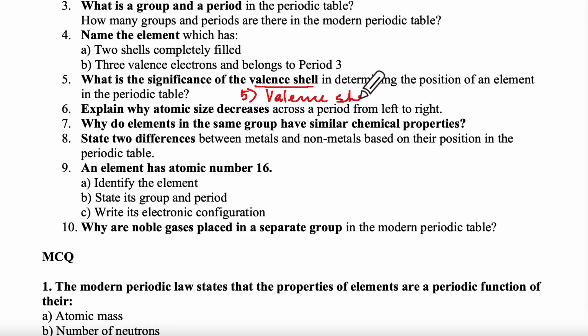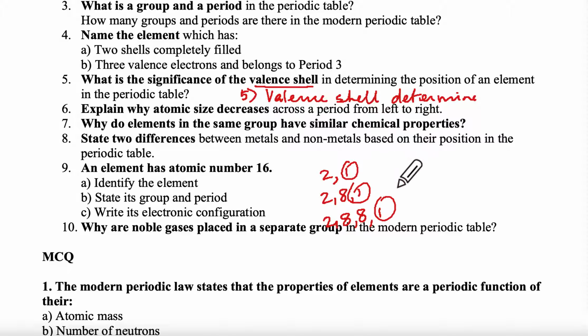Valence shell determines the period number? No, valence shell is going to tell you the group, no? Supposing it is 2, 1, then 2, 8, 1, then 2, 8, 8, 1. Valence shell, what does it determine? It determines the valency.